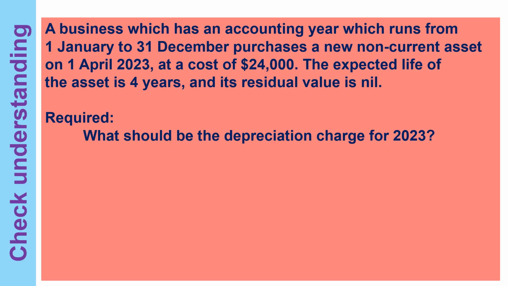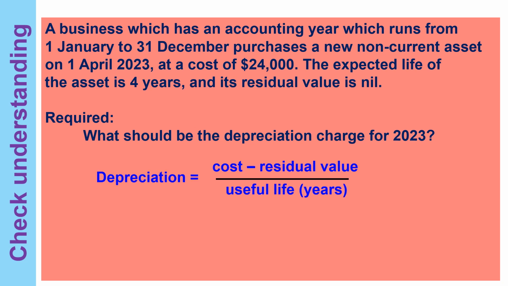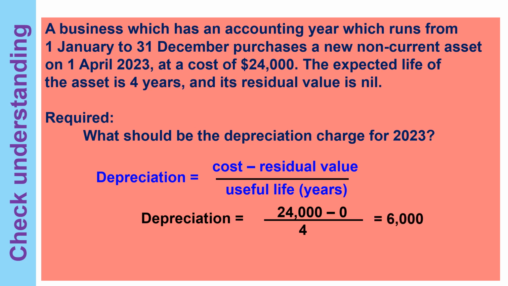Here's one last example. A business which has an accounting year which runs from 1st January to 31st December purchases a new non-current asset on 1st April 2023 at a cost of 24,000. The expected life of the asset is 4 years and its residual value is nil. What will be the depreciation for 2023? So again, this is the formula. Let's put in the values in this formula. $24,000 is the cost minus the residual value, which is 0, divided by 4 years, will give us depreciation of $6,000.